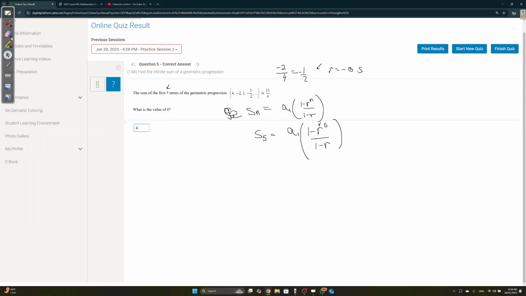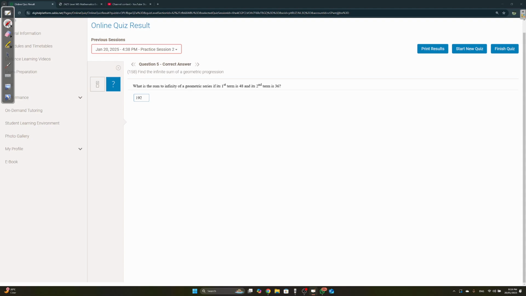Question 5. What is the sum to infinity of a geometric series if its first term is 48 and its second term is 36? Sum to infinity. S infinity is equal to G1 over 1 minus r. That's it. G1 is 48. 1 minus r.